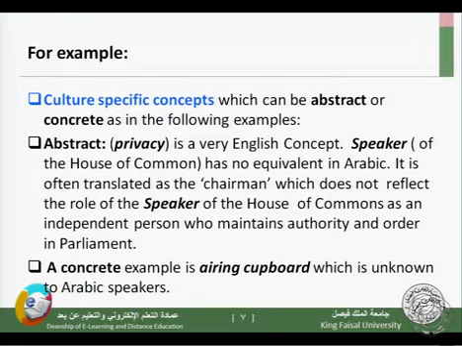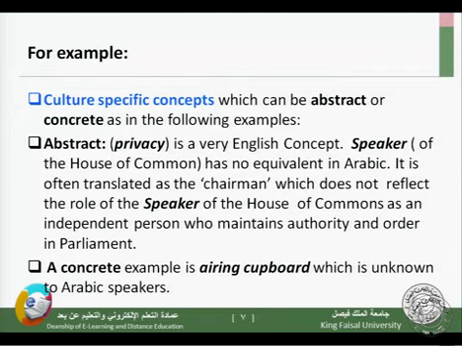Cultural-specific concepts. A word or a concept that has some cultural connotations. Now, concepts can be divided into two: abstract concepts and concrete concepts. So you need to be careful. If you want to translate from Arabic into English or from English into Arabic, you need to say to yourself, okay, what kind of concept is this? Is it abstract or is it concrete?